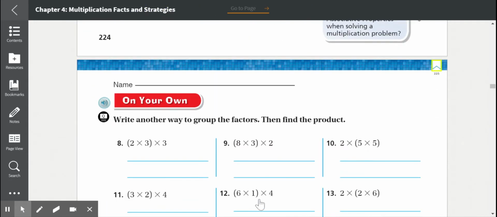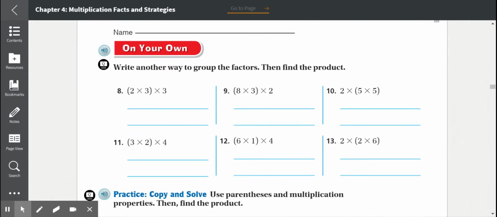Let's turn the page and keep going. So on this page, we're doing the exact same thing. You're writing the problem again, changing the grouping, and then multiplying. So what I want you to do, because this is on your own, let's do number 8 together, and then I want you to do 9, 10, 11, 12, and 13 on your own. So you'll press pause, and then when you are done, you'll press play and correct your work.